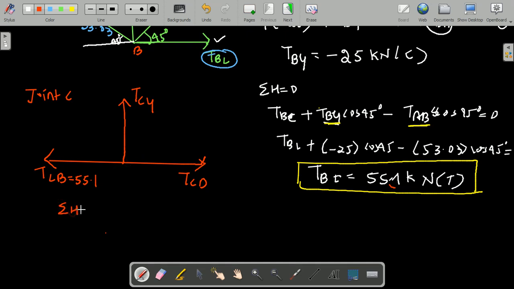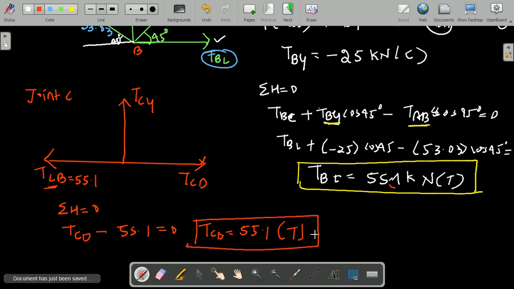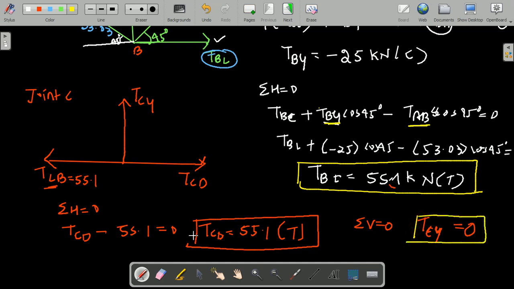Summation of horizontal force is equal to 0 means you will get TCD minus 55.1, which is nothing but TBC, is equal to 0. By this TCD is equal to 55.1, that is positive tension. After that, summation of vertical force is equal to 0. Only one vertical force is there, that is TCG, and we are not having another vertical force, equal to 0. So TCG now becomes 0. Now at the point C we have obtained the two unknowns TCG as well as TCD.